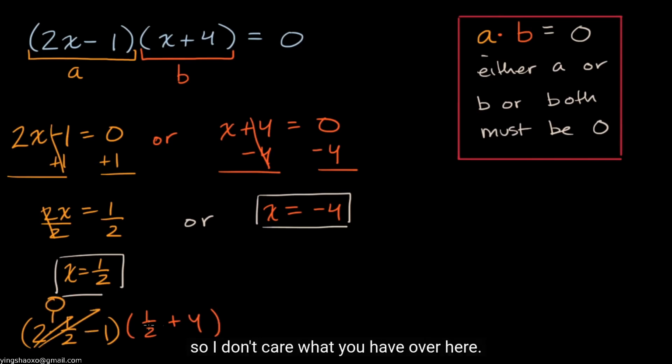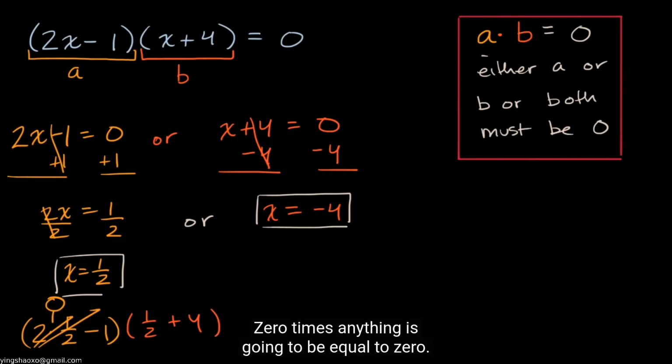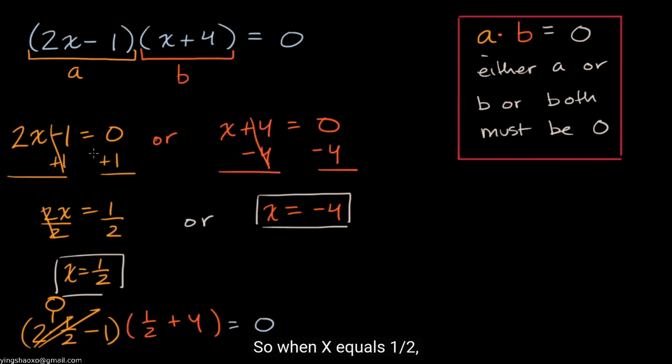So I don't care what you have over here. 0 times anything is going to be equal to 0. So when x equals 1/2, the first thing becomes 0, making the product equal 0. And likewise, if x equals -4, it's pretty clear that this second expression is going to be 0. And even though this first expression isn't going to be 0 in that case, anything times 0 is going to be 0.